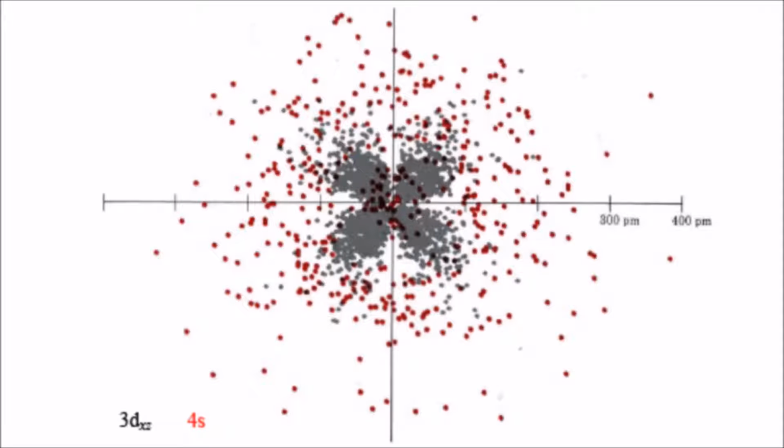This one's showing us a 4s orbital encompassing a 3d xz orbital. The red dots are the 4s, and notice that on the whole they look to be in a spherical or circular kind of shape. The 3d one here is a little bit more difficult for us to make out. Hopefully you can see that we've got these lobes here.